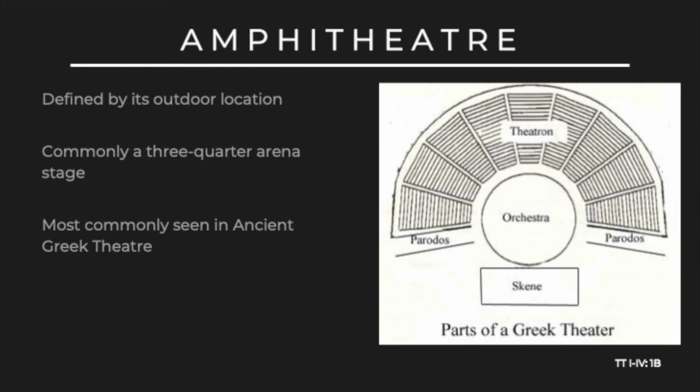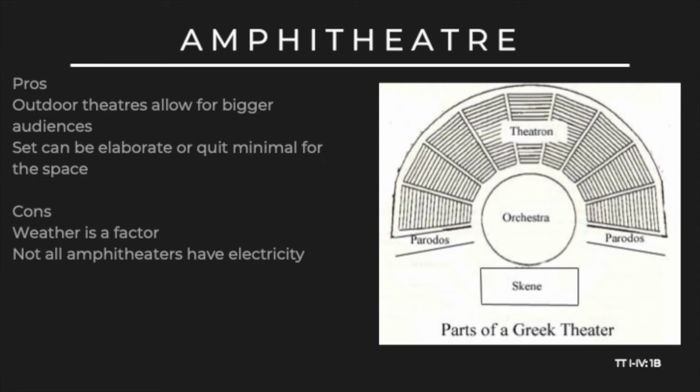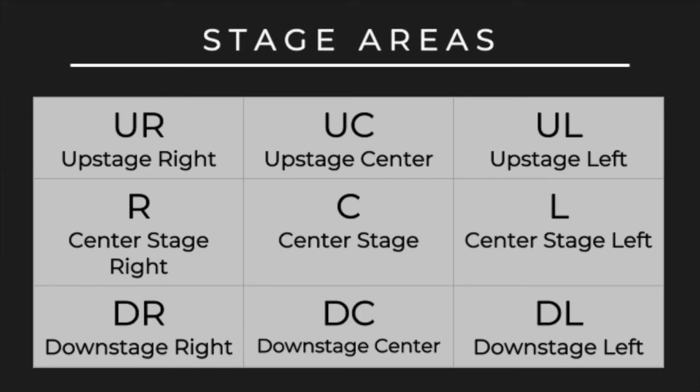Lastly, we're going to talk about the amphitheater. These theaters are defined by their outdoor location and are commonly a 3/4 arena stage, and these stages are most commonly seen in ancient Greek theater. Some of the pros of working in an amphitheater in today's world are that it allows for a bigger audience and can be quite elaborate or quite minimal for the space. The big cons of this type of theater are that weather is a big factor and that not all amphitheaters have electricity. Now let's go over the stage areas.